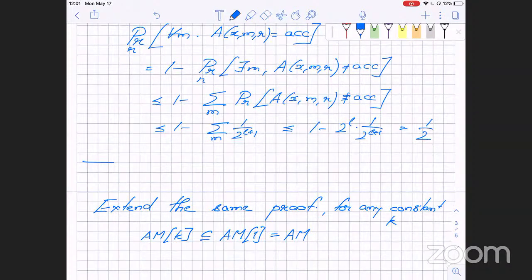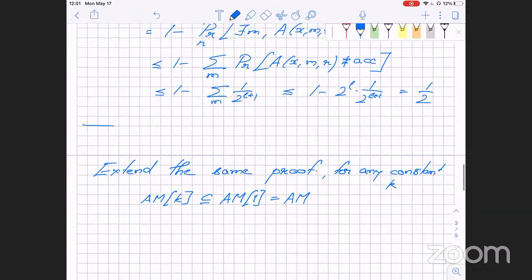Okay. So let's actually, I'm going to list the properties of Arthur-Merlin proof systems that we saw last time.